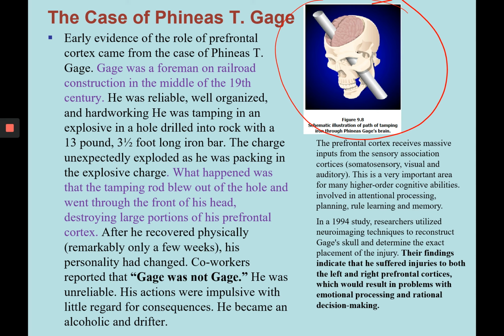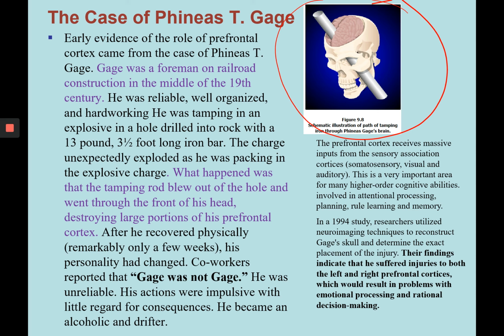So Phineas T. Gage was a foreman on a railroad, and he was doing some construction in the 19th century. And before this occurred, cases that were reviewed reported that his personality was reliable, organized, hardworking, things like that. And that changed when he was tamping an iron rod into a hole drilled in rock, and he was using explosives and the charge unexpectedly exploded as he was packing in that explosive charge with this rod, and the rod went through his skull. And now you can see how it went through his skull.